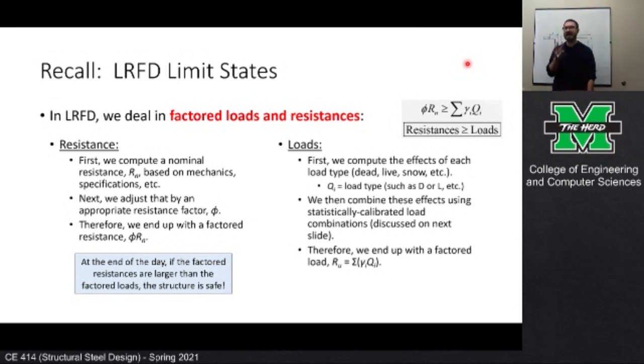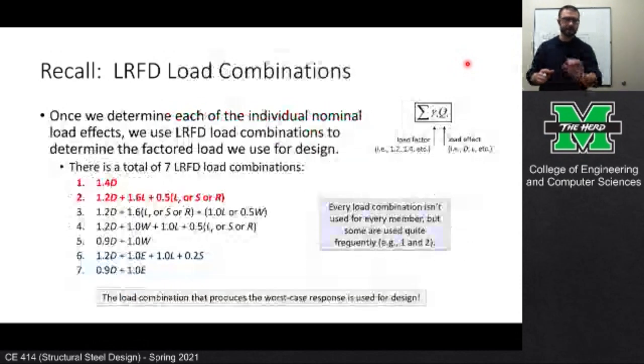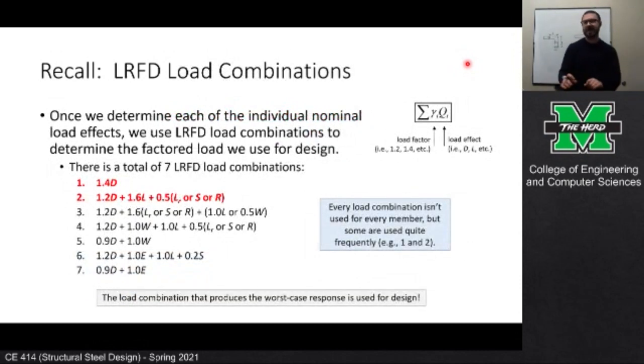mechanics associated. But the idea is that we take our nominal loads and increase them by load factors, and our nominal resistances and decrease them by resistance factors. And as long as the factored resistances are bigger than the factored loads at the end of the day, we're good to go. We have our LRFD load combos, which by observation, you'll probably find that in most instances, you'll end up using either 1 and 2 for most main member design.